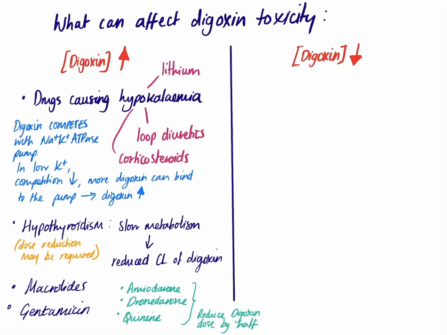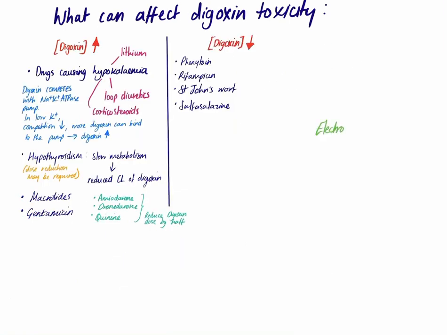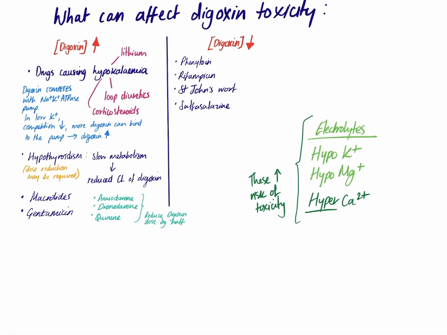are given together. Moving on to things that decrease digoxin toxicity, the drugs include phenytoin, rifampicin, St. John's wort, and sulfasalazine. And to briefly talk about the electrolytes, electrolyte levels can also affect digoxin toxicity, the obvious one being low potassium. There's low magnesium and also increased calcium, and they all increase the risk of digoxin toxicity.